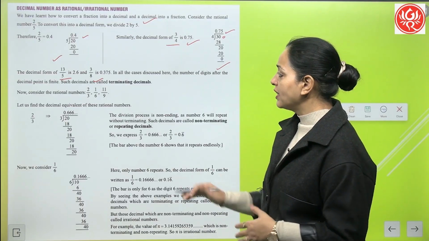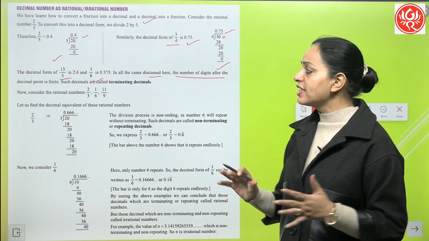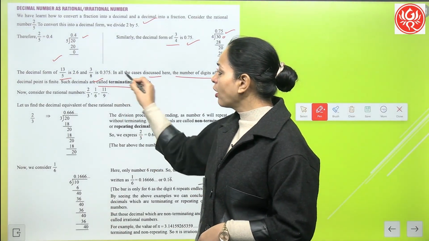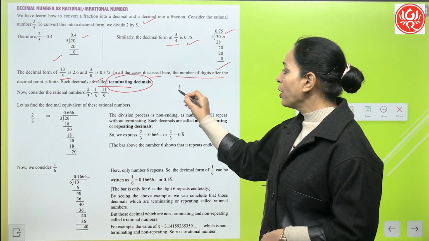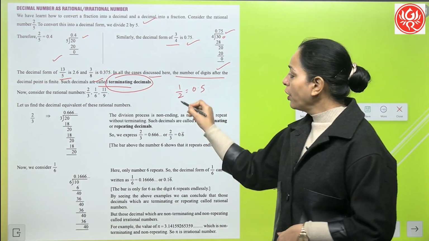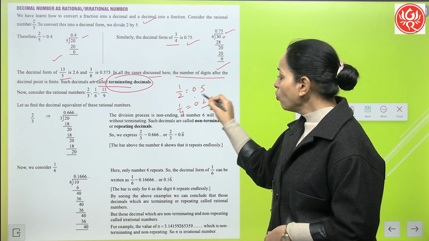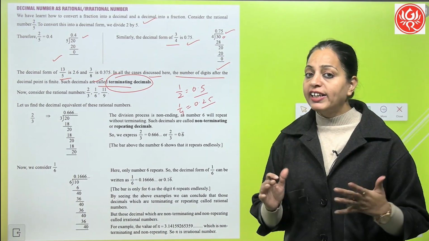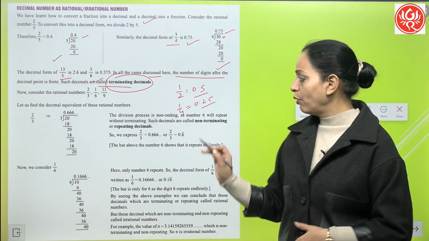So in all the cases discussed here, the number of digits after the decimal point is finite. Okay. So such decimals are called terminating decimals. For example, take 1 upon 2, that is 0.5. 1 upon 4, that is 0.25. So we are having finite digits after the decimal point. So it means these are terminating decimals, right?